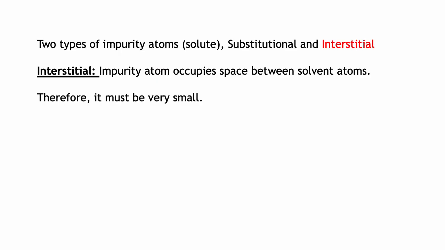For interstitial impurities, whatever's being diffused in has to be small enough to fit into the spaces between the metal atoms. And the only things that can do that are carbon, oxygen, hydrogen. And carbon diffusing into iron, of course, that's what steel is, carbon and iron, plain carbon steel.